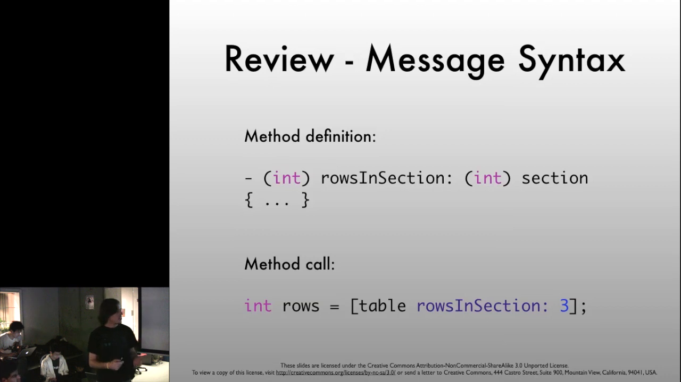When we call that method, we start with a square bracket again. We say the object we want to send the message to, then the message name, in this case rows and sections, colon, and then insert a parameter at that position, and close the square bracket. Does that make sense to everybody? Remember seeing something like that in the lab last time, I hope?